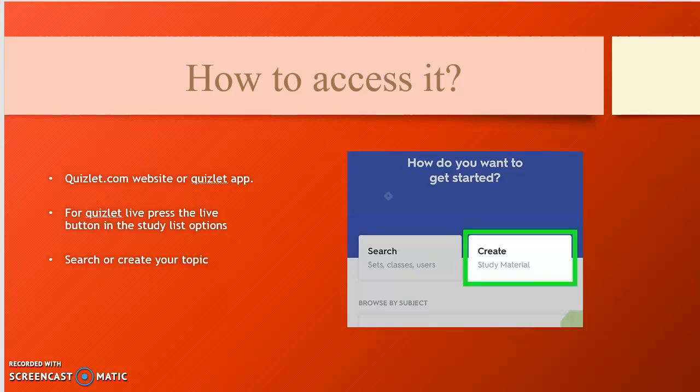So how to access it? Like I said before, it is an app and a website. You may look it up on your app store and download it, or simply type in your web browser www.quizlet.com. For Quizlet Live, type in your web browser www.quizlet.com/live. To get started, you can either search your teacher's name or the name of your study set to find their set to use to study, or you can press Create to make your own set.